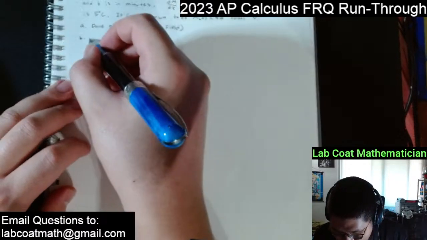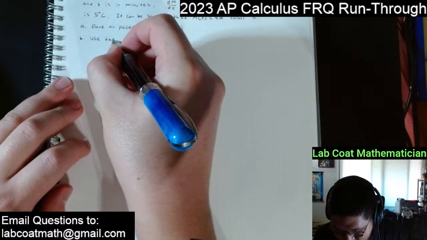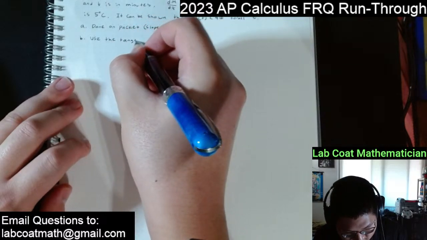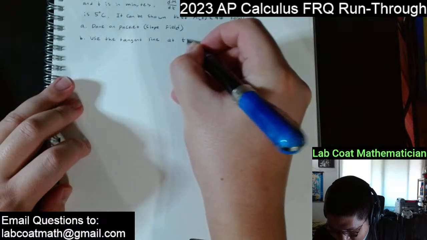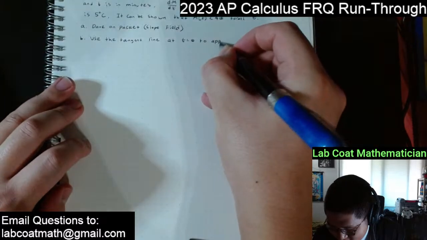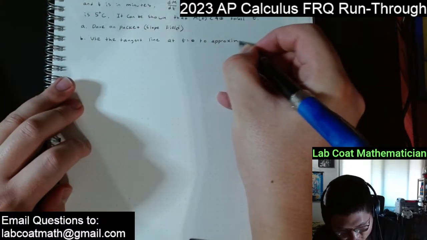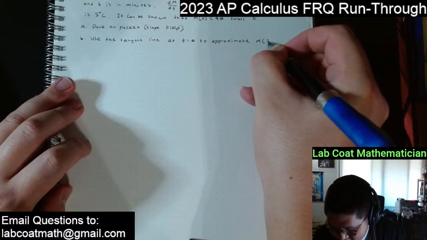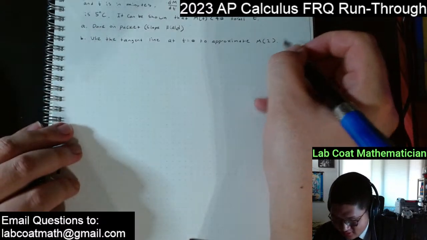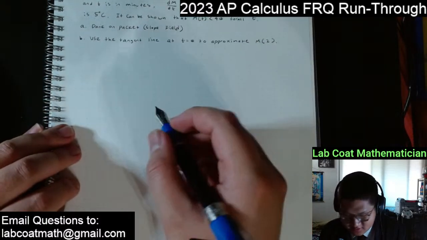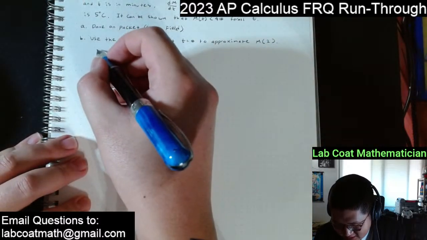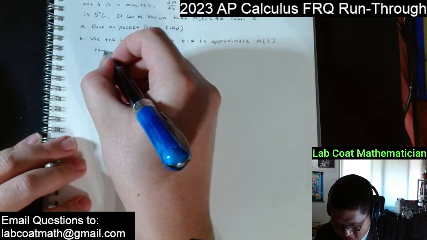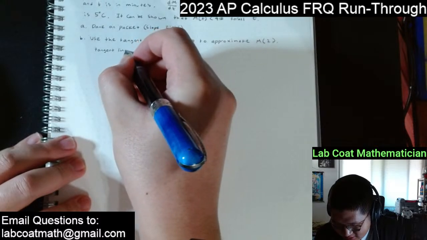Part B says that we want to use the tangent line at t equals 0 to approximate M of 2. Because of that, the tangent line at t equals 0 means that we have to use the tangent line equation.